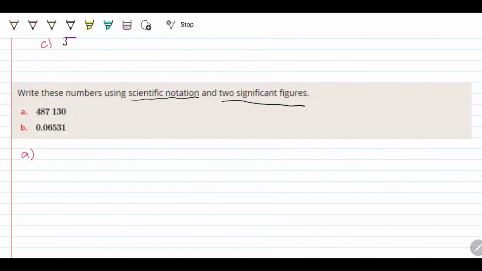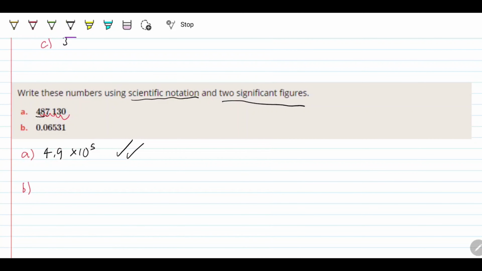487,000, to get the first 2 significant figures would be the 4 and the 8. Now if you look at the 7, that's higher than 5, so you need to round up. So this becomes 4.9. Now ask yourself, how many decimal spots are there? There are 1, 2, 3, 4, 5. So this becomes 4.9 times 10 to the 5. Is that in scientific notation? Yes. Do we have 2 significant figures? Yes.